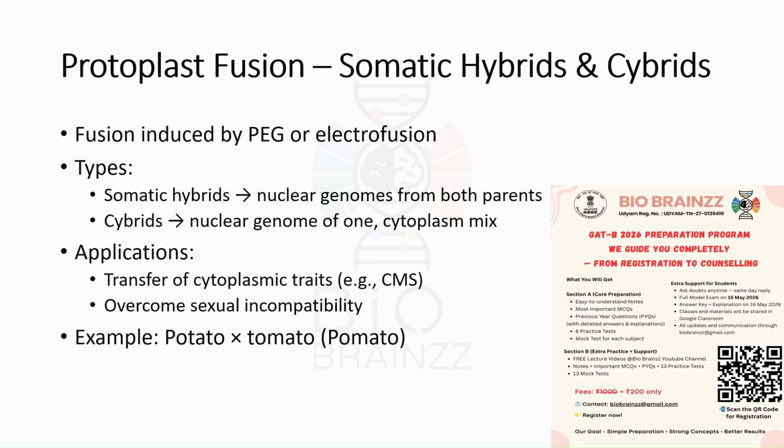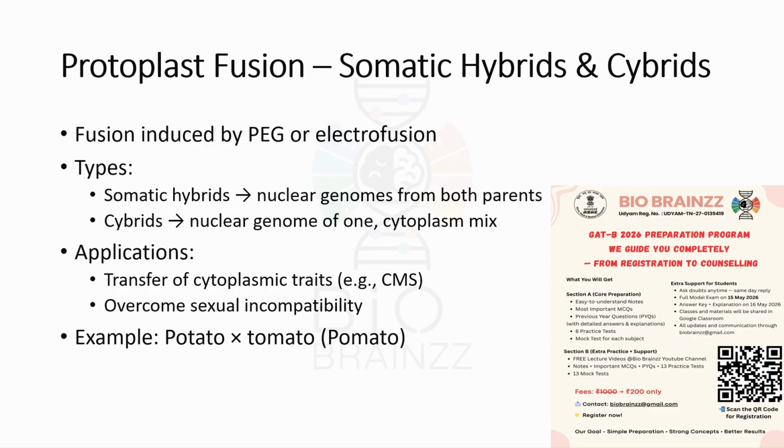Protoplast fusion involves the merging of two protoplasts using agents like polyethylene glycol (PEG) or electrical pulses (electrofusion). This results in the formation of somatic hybrids or cybrids. Somatic hybrids contain nuclear genomes from both parents, while cybrids have the nuclear genome of one parent but a mixture of cytoplasmic components. This technique is particularly useful for overcoming sexual incompatibility between species, enabling the transfer of desirable traits such as cytoplasmic male sterility (CMS).